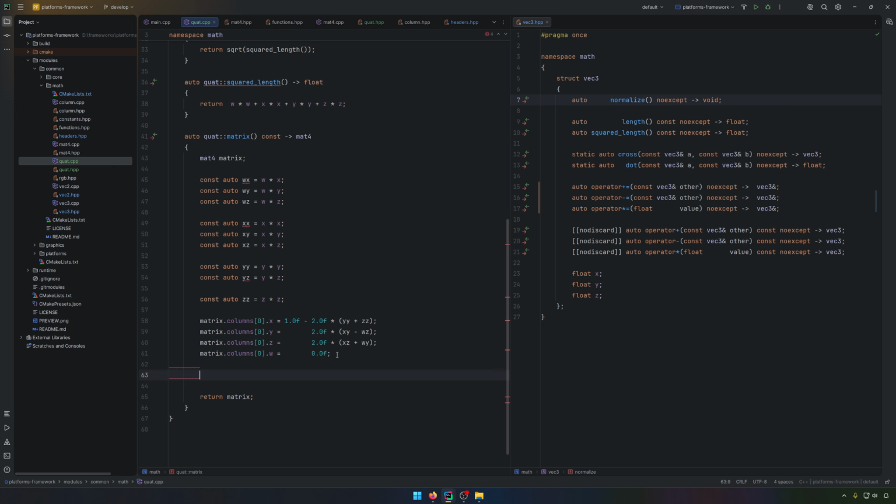Now what we need to do is the second column. So we will start with the xy plus wz. I will let the AI autocomplete if it's okay. So we have 1 minus 2.0 xx and zz, that's okay.